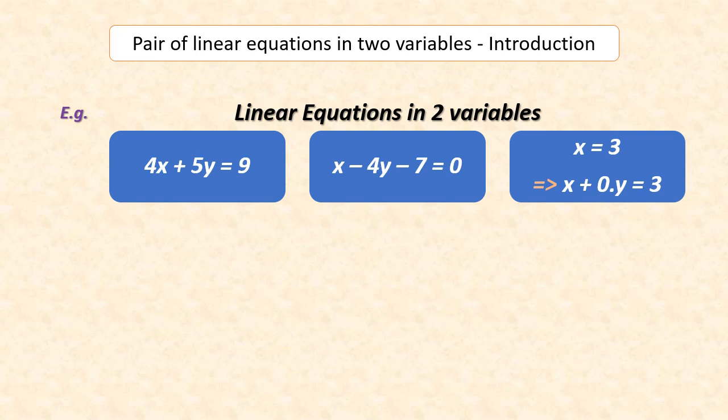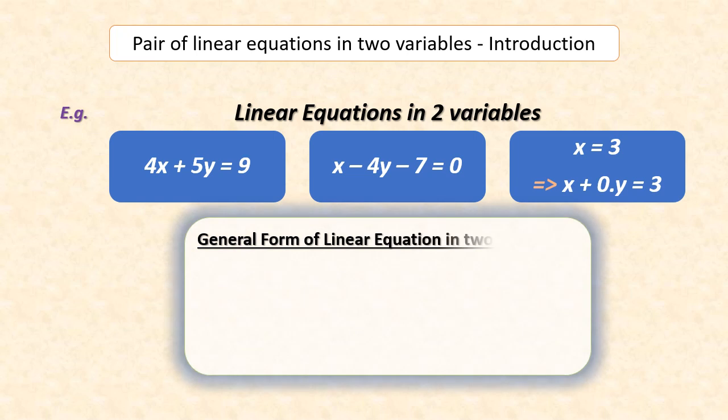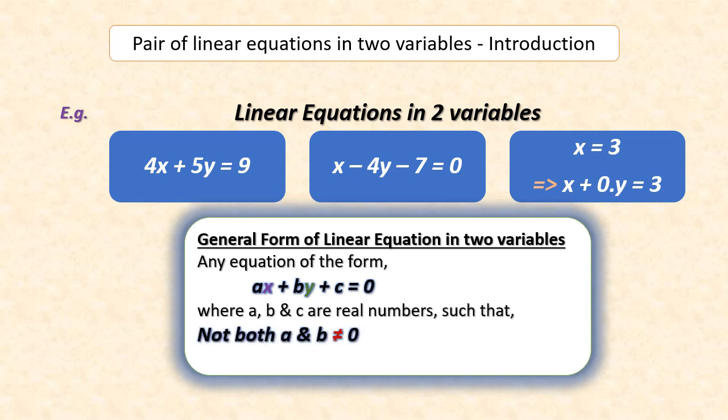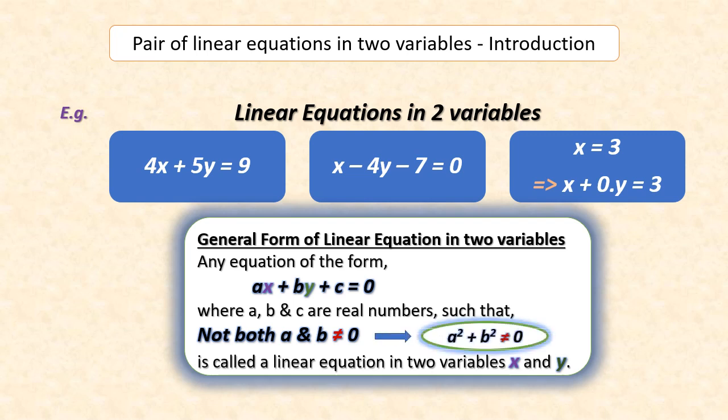Also, it is known to you that an equation which can be put in the form ax plus by plus c equals 0, where a, b and c are real numbers, such that a and b are not both 0, is called a linear equation in 2 variables x and y. It is important to note that the condition a and b are not both 0 is commonly represented by a squared plus b squared not equal to 0.